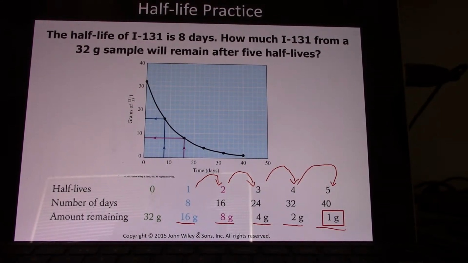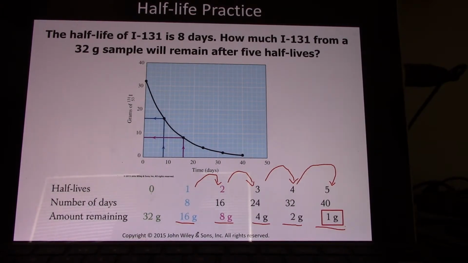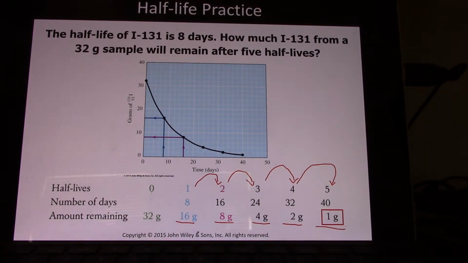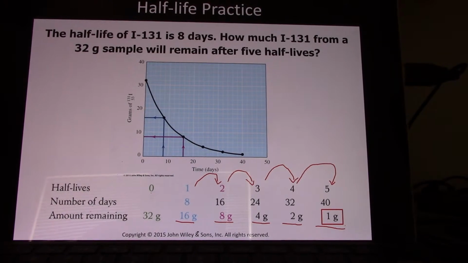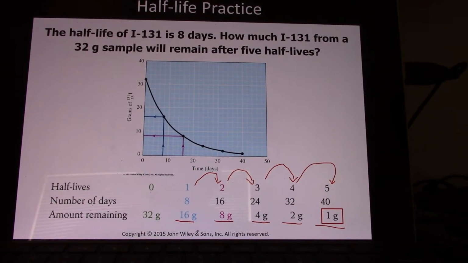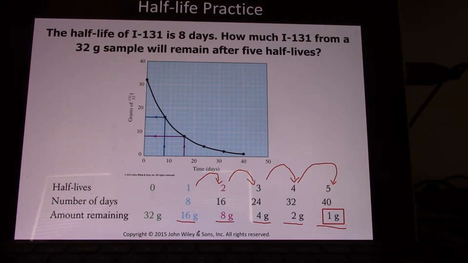A 7th, 1/4 of a gram. An 8th half-life, 1/8 of a gram. A 9th half-life, 1/16 of a gram. And a 10th half-life, 1/32 of a gram. And again, at that point, you have so little, it's not a useful way to measure something anymore. So you get about 10 half-lives when we measure things by radioactivity.